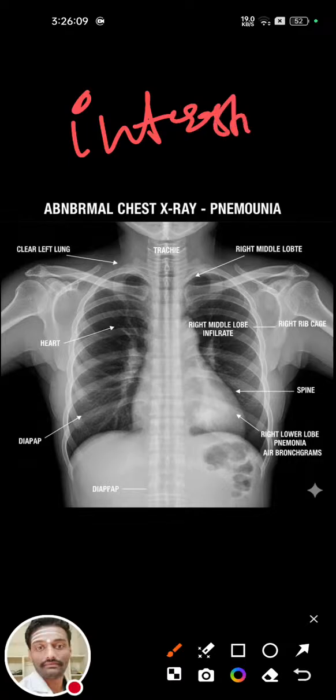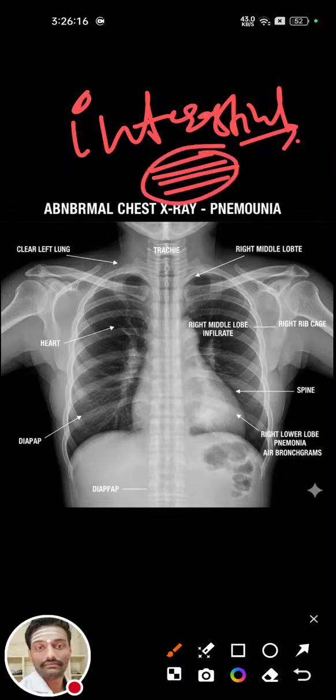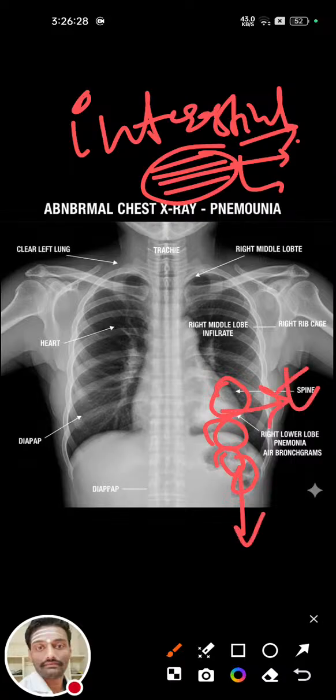Check for the interstitial spaces. Reticular pattern, the fine lines pattern, will be seen in viral pneumonia and mycoplasma. Nodular pattern will be seen in miliary tuberculosis and in fungal infections.